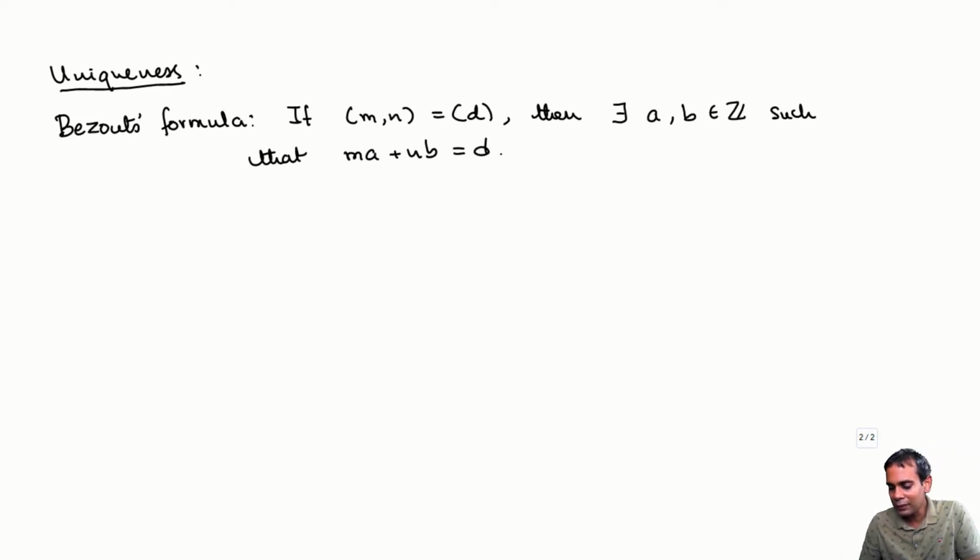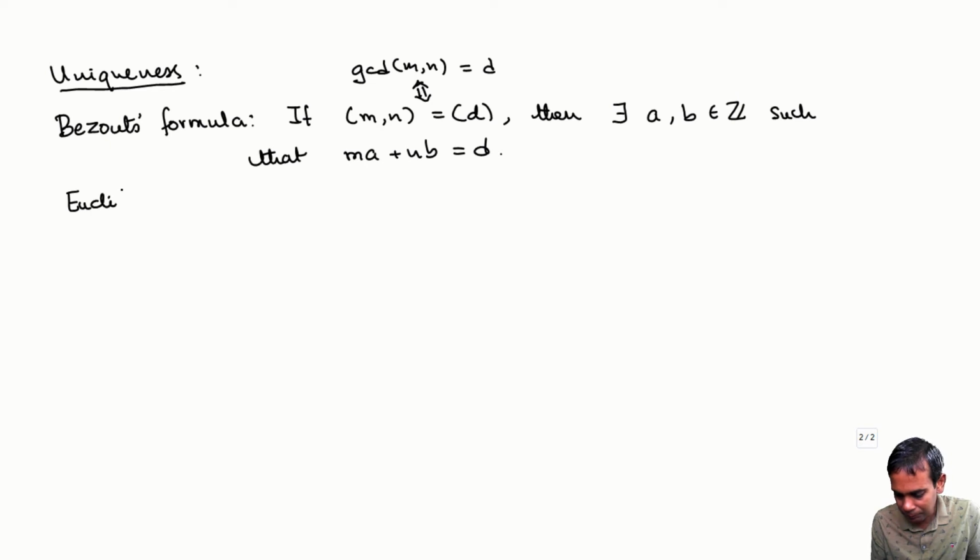Now, the way I've written it here, saying that the ideal generated by m and n is equal to the ideal generated by D, this is obvious, right? Because that means that D lies in the ideal generated by m and n. But the point is that this is also equivalent, as we have seen when we studied Euclidean domains, to saying that the GCD of m and n is D.